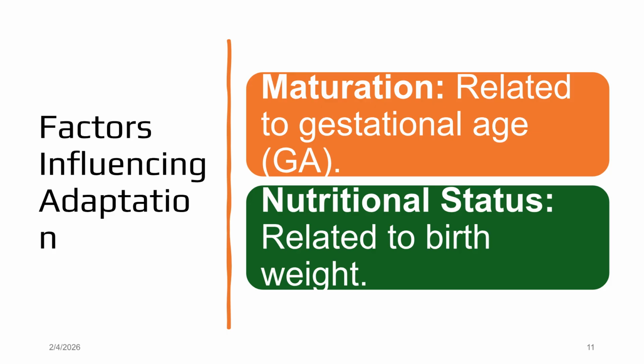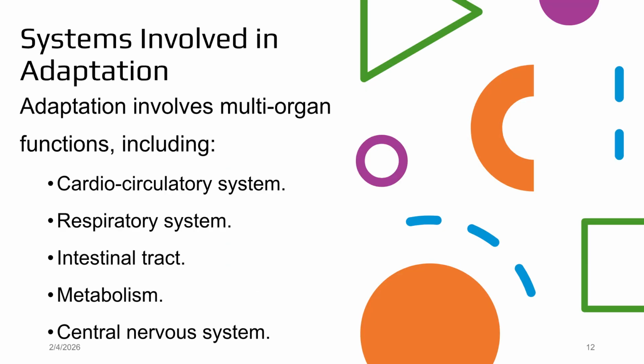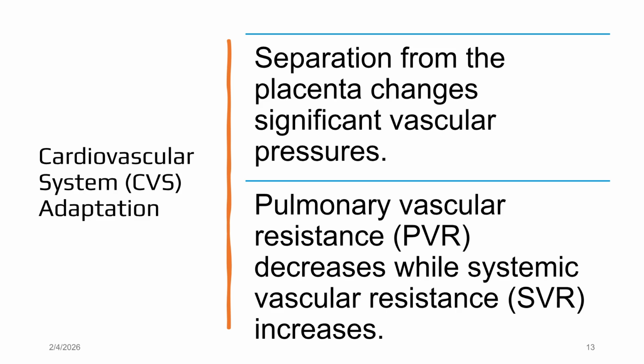Two key factors influence neonatal adaptation: maturation, which is related to gestational age, and nutritional status, which is related to birth weight. Adaptation is a multi-organ process involving the cardiocirculatory system, respiratory system, intestinal tract, metabolism, and central nervous system. Cardiovascular system adaptation involves significant changes in vascular pressures after separation from the placenta. Specifically, pulmonary vascular resistance decreases while systemic vascular resistance increases.